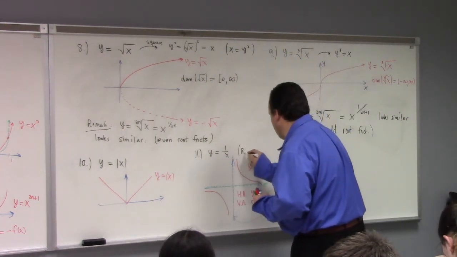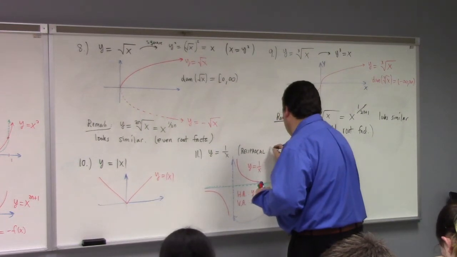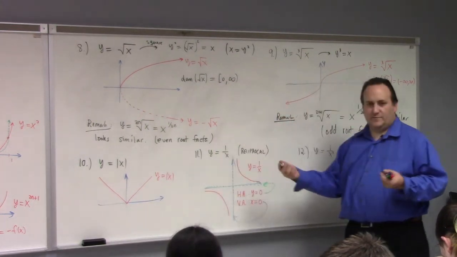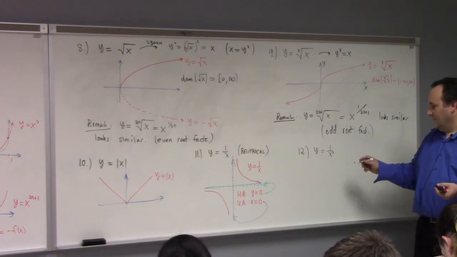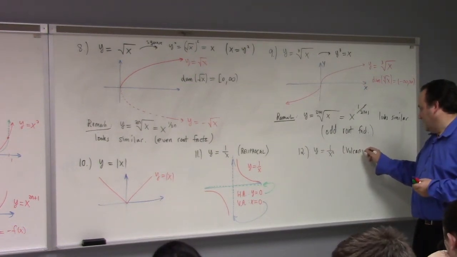I didn't write it down, let me write it down. Reciprocal graph. You see why I call it the reciprocal graph? It's because it's reciprocal of x. I mean, it's not fancy. My label here is a little bit more surprising. I call this the volcano because it looks like a volcano.